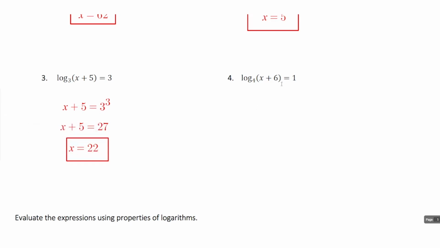Number 4 is really just the 4th version of this exact same problem. So we get x plus 6 equals 4 to the first power. 4 to the first power is just 4, so we get x plus 6 equals 4. And then if we subtract 6 from both sides, we get x equals negative 2.